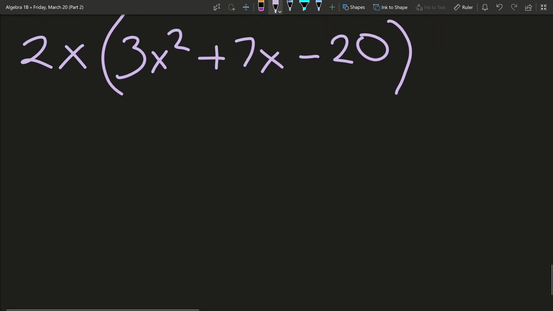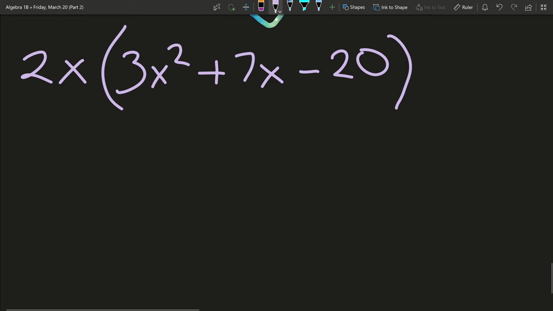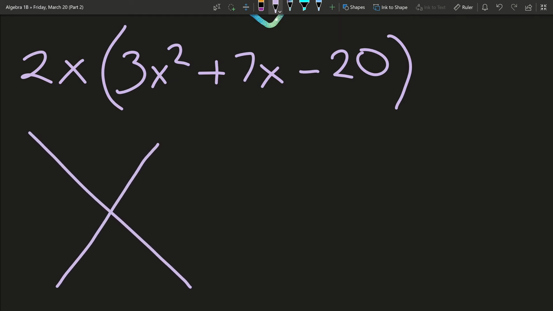From here, we can now use the FOIL method to figure this out. So we need to do A times C on the top and B on the bottom.